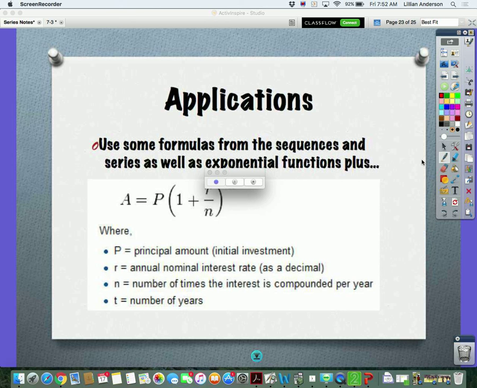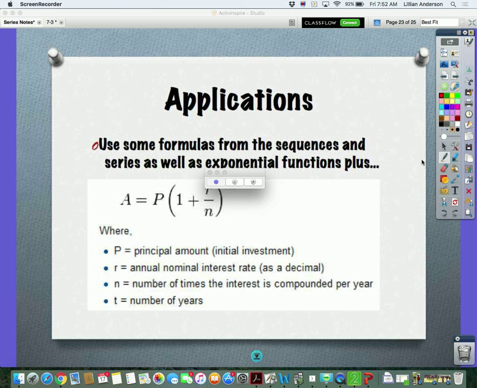So I'm not going to do any examples actually on those types of problems, but what I want to do are the examples that deal with your financial ones, okay? And so some formulas from sequences and series are also from exponential functions that I think at one time we might have covered, but I just want to make sure I touch on it again.